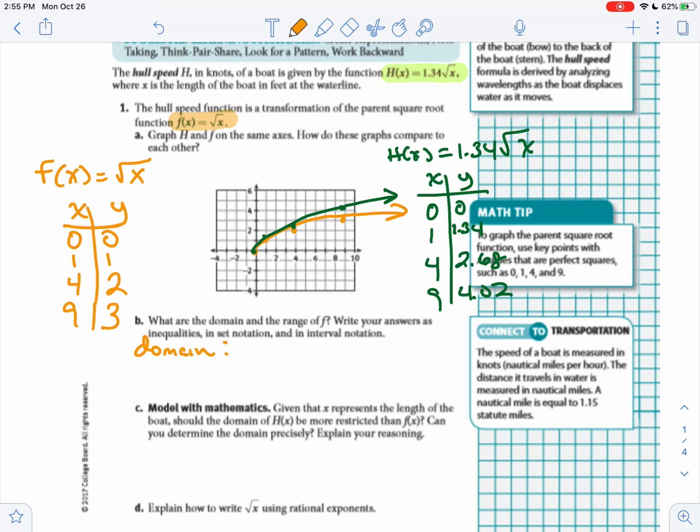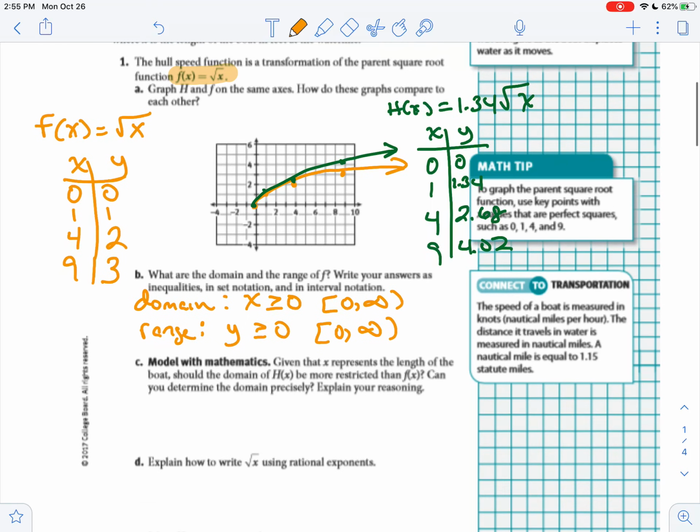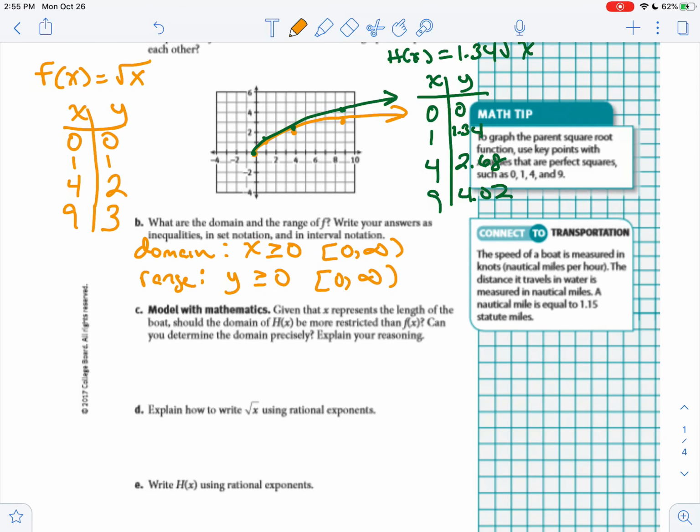Next we want to talk about the domain and range of f. For f, our domain would be all of our x's need to be greater than or equal to 0 to keep our answers real. In interval notation, that would be from 0 to infinity. Our range also goes all of our y's greater than or equal to 0, or again, 0 to infinity.